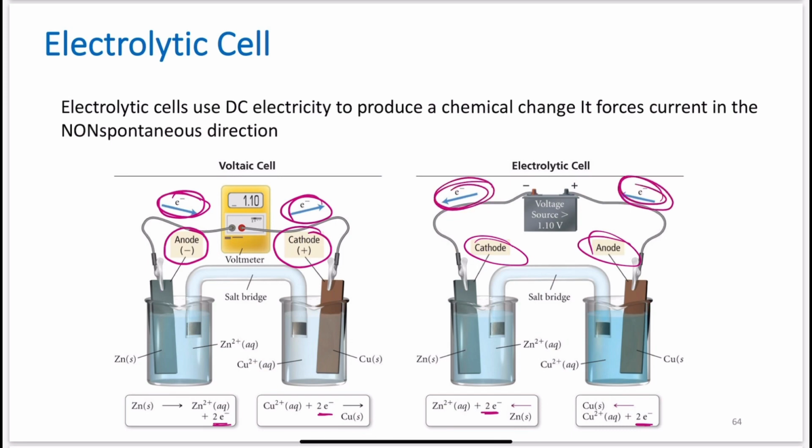So, again, anode is always oxidation. Cathode is always reduction. Electrons travel from anode to cathode, always.